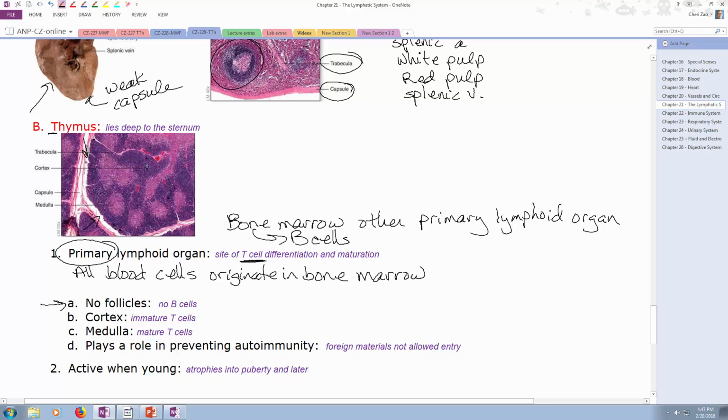So here, no follicles because there's absolutely no B cells in the thymus. The cortex is the dark area, where we find our immature T cells. And then the medullary areas are where we find our mature T cells, and those are the light areas.